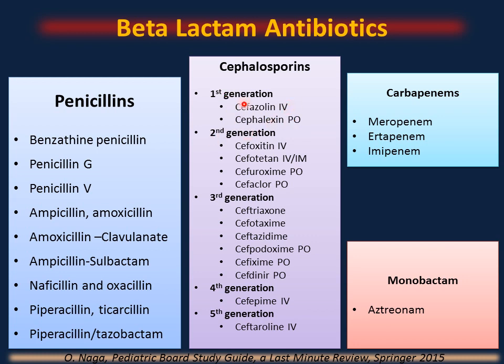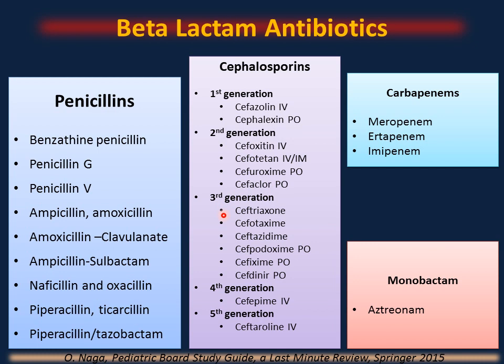Second generation covers gram-positive plus gram-negative and anaerobes. Cefoxitin or Mefoxin is IV. Cefotetan is IV as well. They are commonly used for surgeries, especially abdominal surgery, because of coverage against anaerobes. Cefuroxime and cefaclor are oral forms and can also be used for community acquired pneumonia.